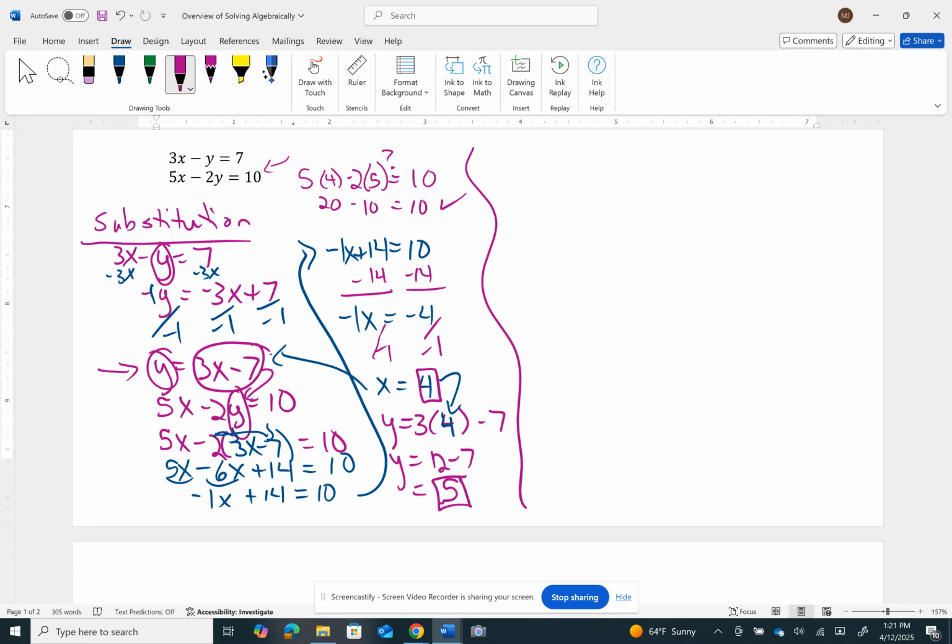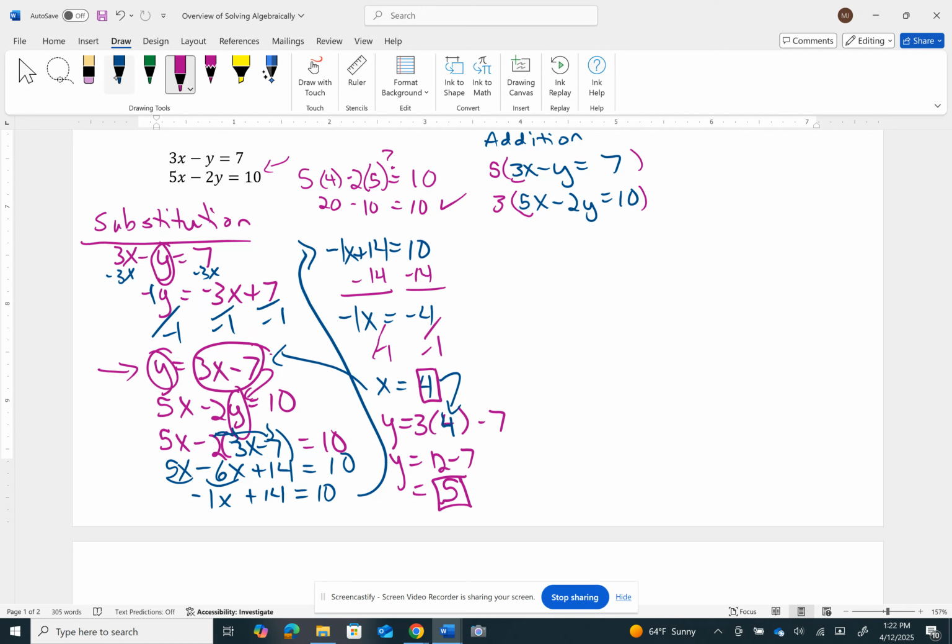Let's do this same problem, but let's do it using the addition method. If you're using the addition method, you want to add the equations together, but you can't add them right off the bat. In most cases, you need to get it to where when you add, one of the variables will go away. So I'm going to notice that I have a 3 and a 5. So I could multiply the top equation by 5 and the bottom equation by 3. But if I did that, I'd have a 15 and a 15.